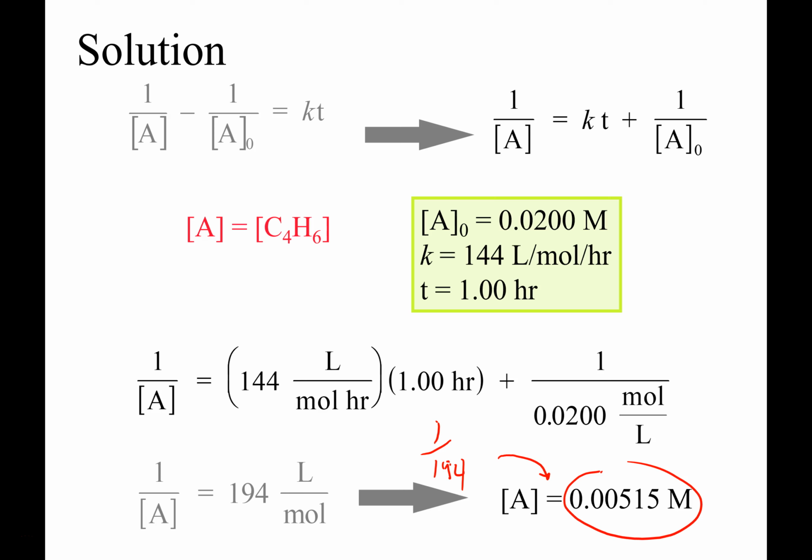Doesn't hurt to ask, does this seem reasonable? We started with 0.0200, and now we're at 0.000515. At least it went down. It's in the right direction. It's not bad once you have the equations. Aren't you glad you get to have the equations? Yes, me too. Makes my life easier.